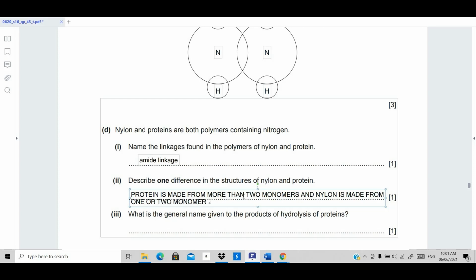What is the general name given to the products of hydrolysis of proteins? If we hydrolyze proteins, the general name given to the products is amino acids. Because if you break down proteins, obviously we'll get amino acids. You can also use some biology to solve these questions.